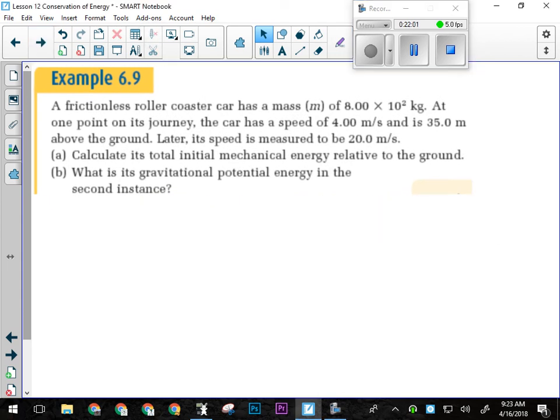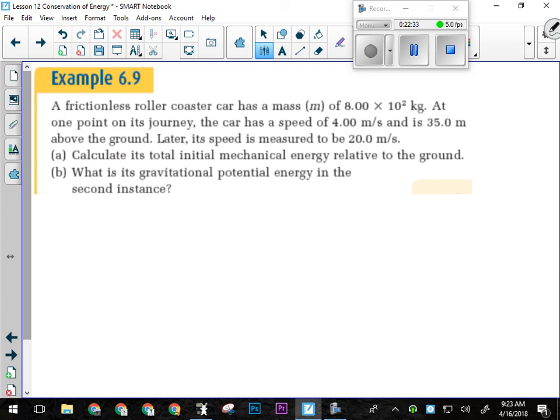All right, so let's have a look at this one here. The first thing we want to do is calculate the total initial mechanical energy. Now, why would they say initial if this is a law of conservation of energy question? Do they have to say initial? Or could they just say calculate the mechanical energy relative to the ground at the beginning, or at 70 meters, or whatever the height is? I mean, they say initial just so we know which ones to use, but initial and final are equal, right? I'm finding the mechanical energy anywhere on this roller coaster when I do part A.